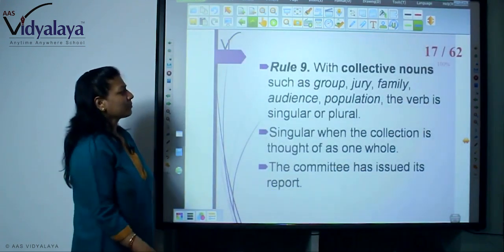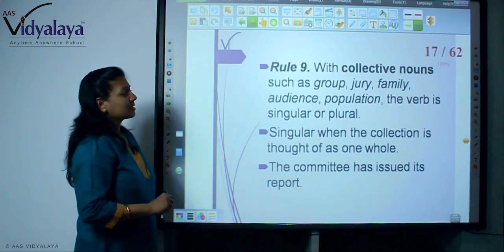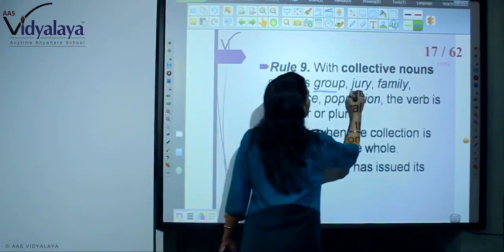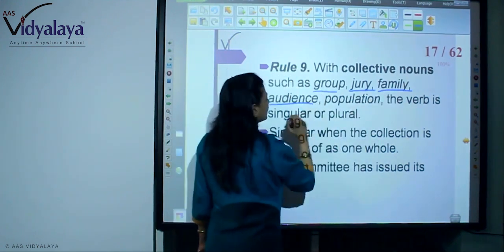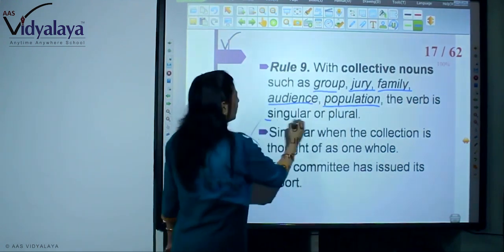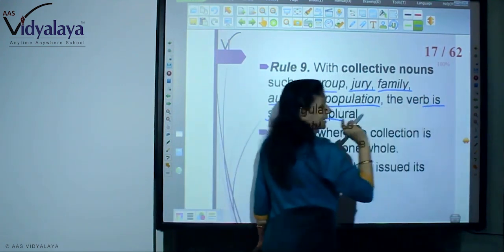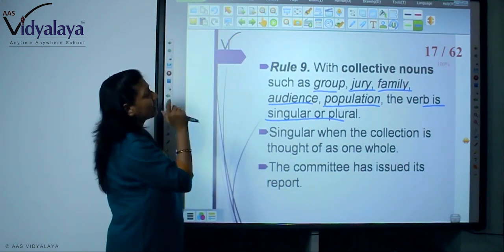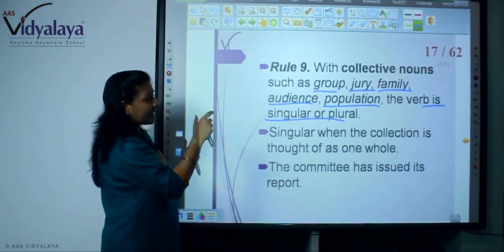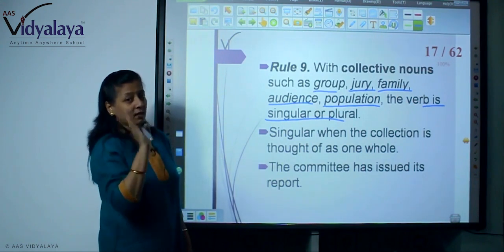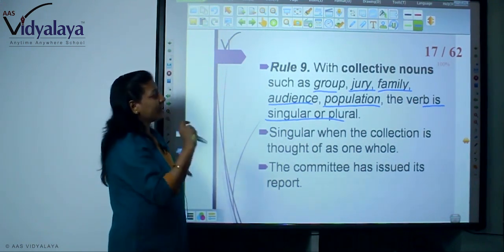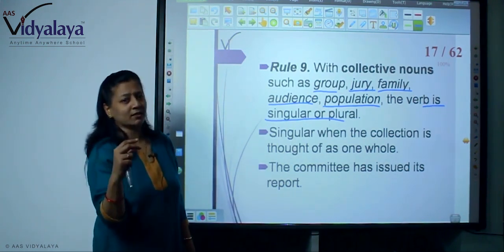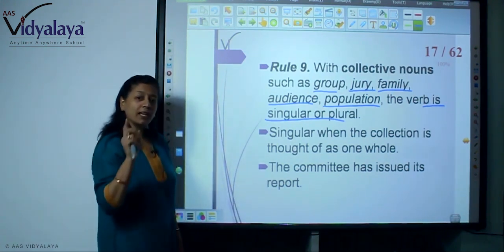Now, rule number 9. With collective nouns, very important, with collective nouns such as group, jury, family, audience, population, the verb is sometimes singular, sometimes plural. When we are considering the entire group as one, then a singular verb. When we are considering the members of the group individually, then the verb will be plural.